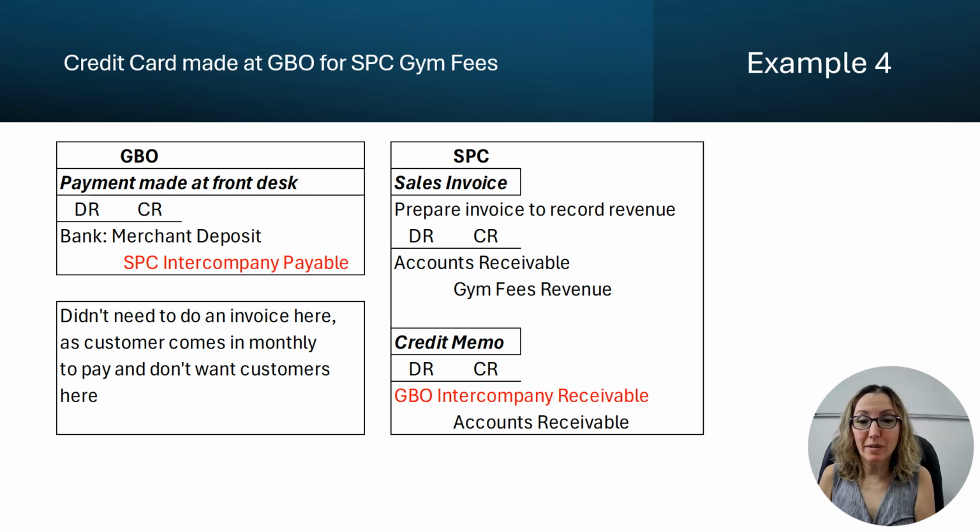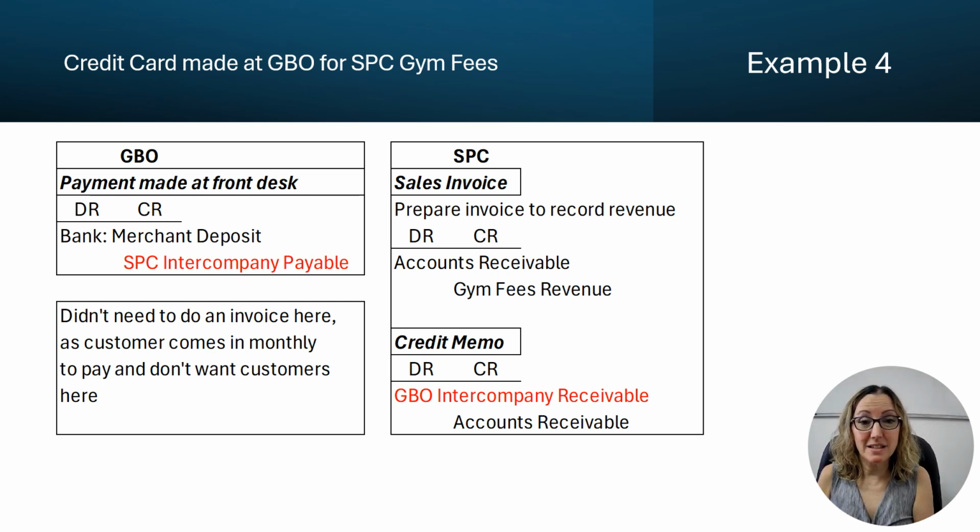Example 4 is where we're receiving money from customers at GBO via credit card for SBC gym fees. So on GBO's side, we have that payment made at the front desk, and we're going to record that as a cash deposit. We're not going to do an invoice because we don't want to have all those customers in GBO because they really are customers of SBC. So all we do there at GBO is debit bank to merchant deposit, and instead of crediting revenue, of course, we credit the SBC intercompany payable.